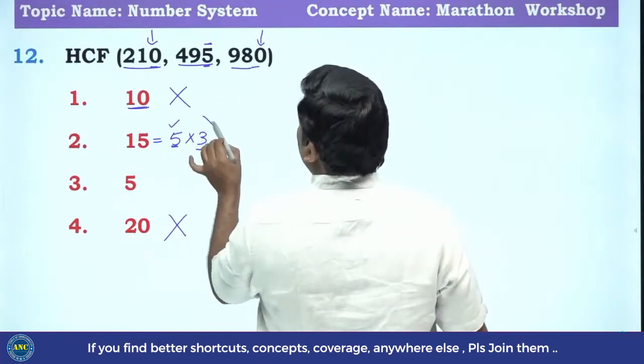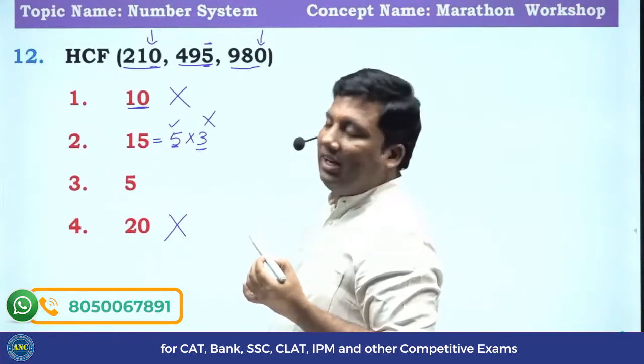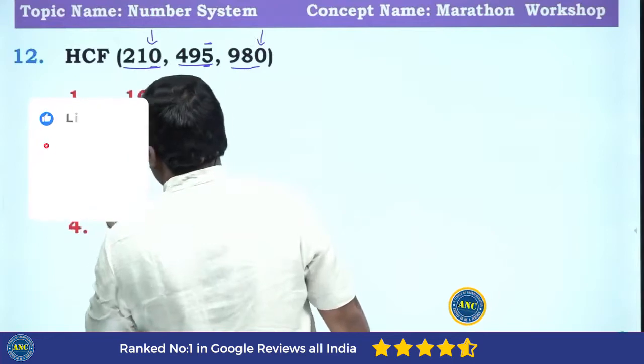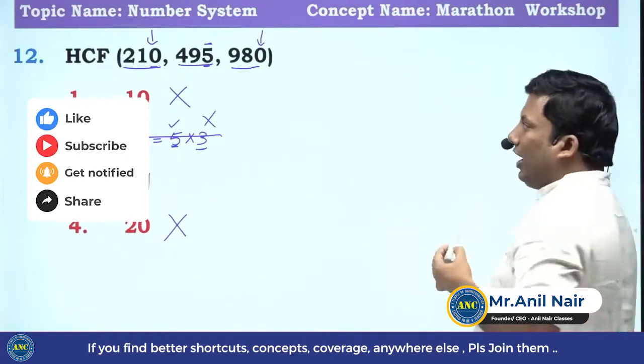9 plus 8, 17. The sum of the digits should be divisible by 3. 17 is not divisible by 3, so it cannot be. The answer is 5. I hope it is clear.